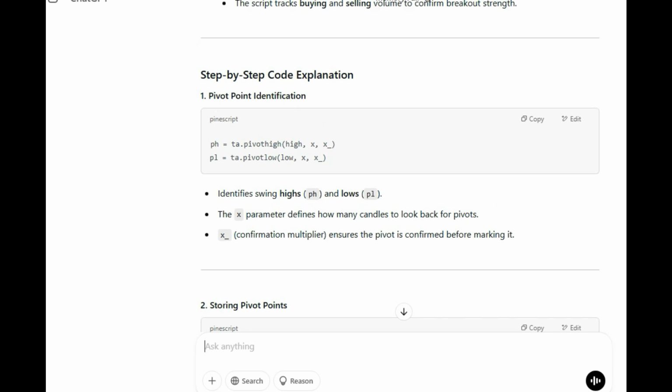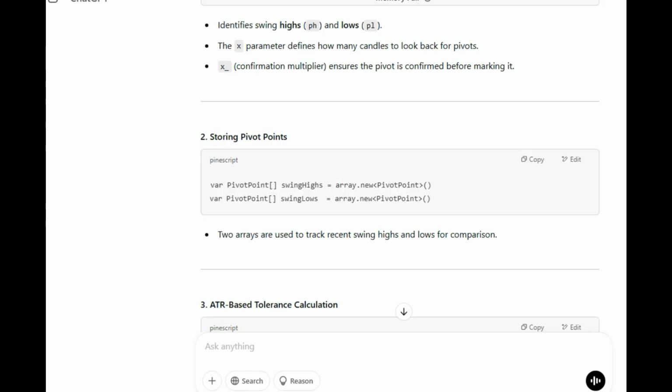There is code here, the pivot point identification, PH and PL. It's the highs and lows. We have the multiplier here, and this parameter defines how many candles to look back for the pivot. You can switch this indicator a little bit if you want to change how many candles in the past we need to go. Default is 7.